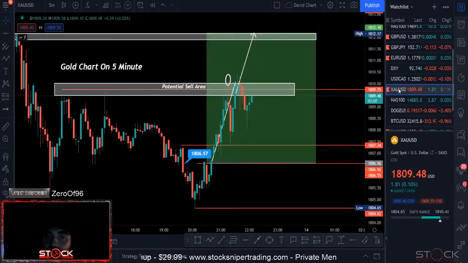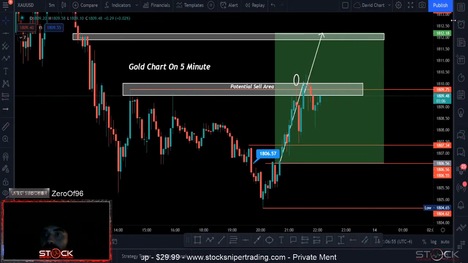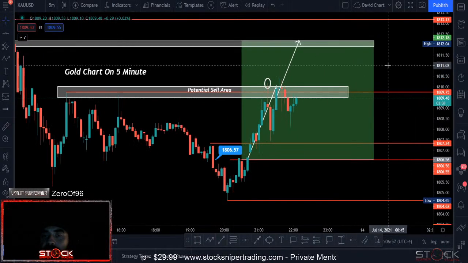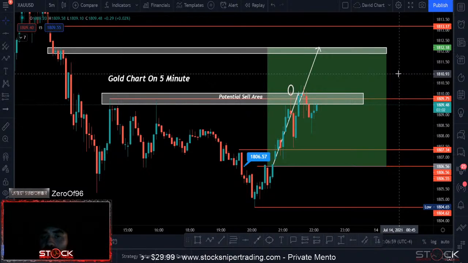Okay, look at gold, guys. Remember, I keep telling you the trend is your friend. Okay. Let's see if we can get a nice push to the upside to close this call.